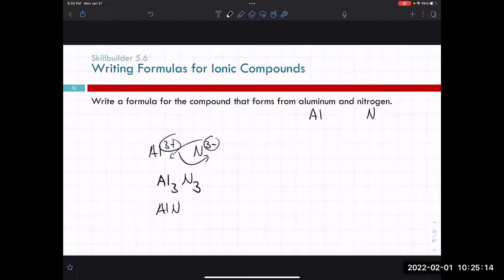Because remember, for these ionic compounds, this is like a billion aluminum atoms. It's actually way more than a billion, but a billion aluminum atoms and a billion nitrogen atoms. The best way to represent it is with the whole number ratio, the simplest whole number ratio.